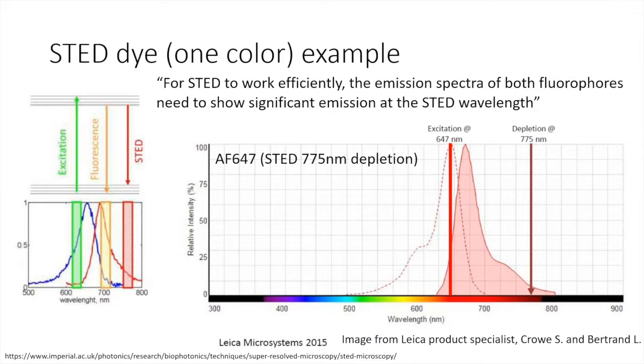So this is the example for Alexa 647 by using 647 excitation and 775 STED beam. And for the same setup, you can also use Neptune 2, the fluorescent protein, or the silicon rhodamine for your system.